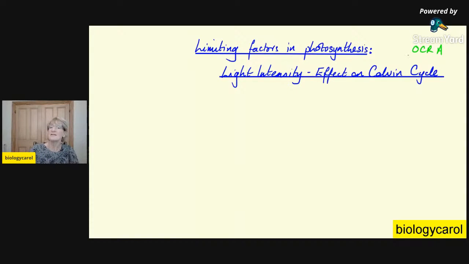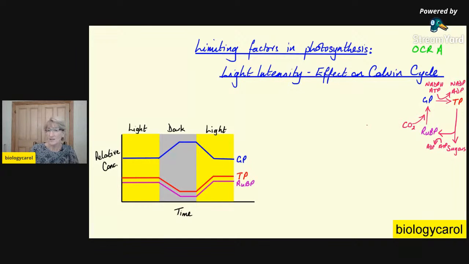So this is only required by OCR A. Here is the effect of light intensity on the Calvin cycle. And here is a quick reminder of the Calvin cycle and therefore the effect of light intensity. Because of course, if there is little or no light, there is going to be no NADPH and no ATP. And hopefully that immediately tells you which parts of the Calvin cycle are really going to be affected.